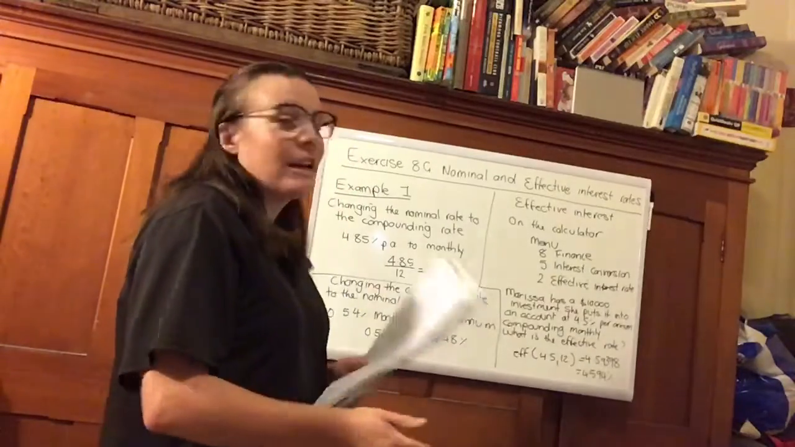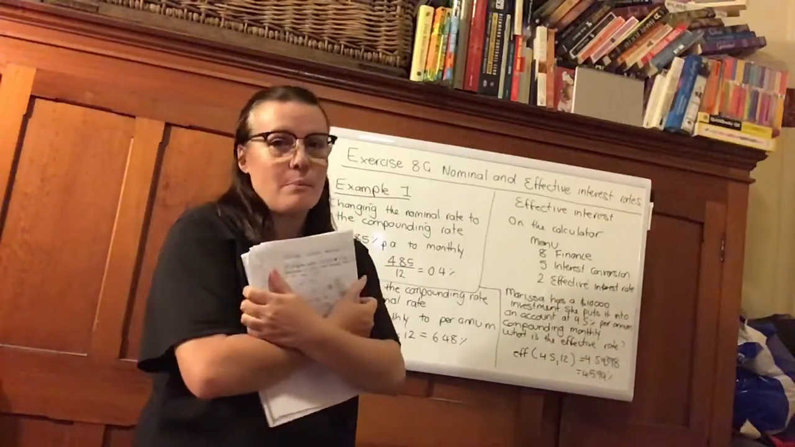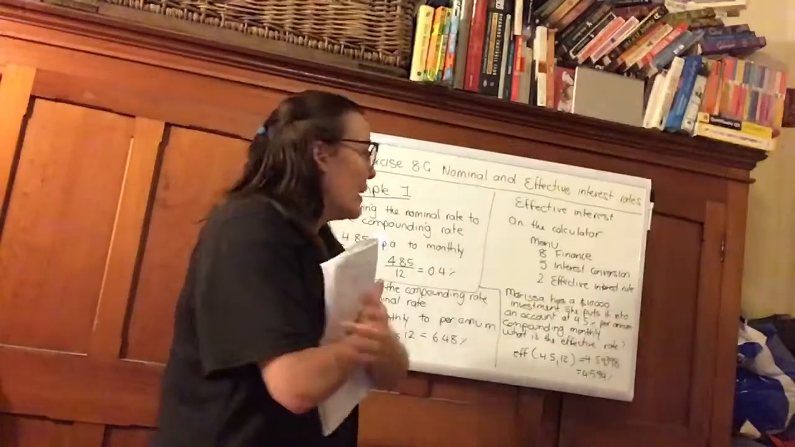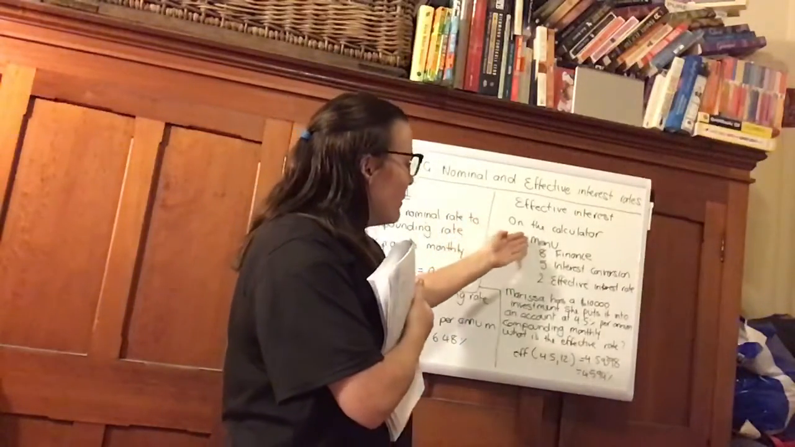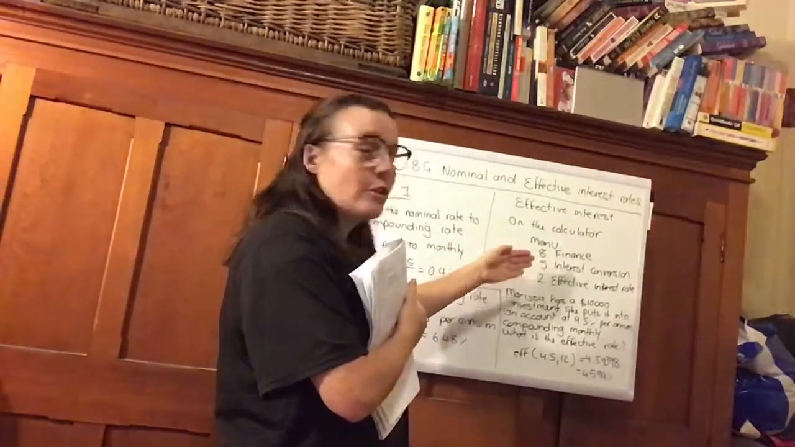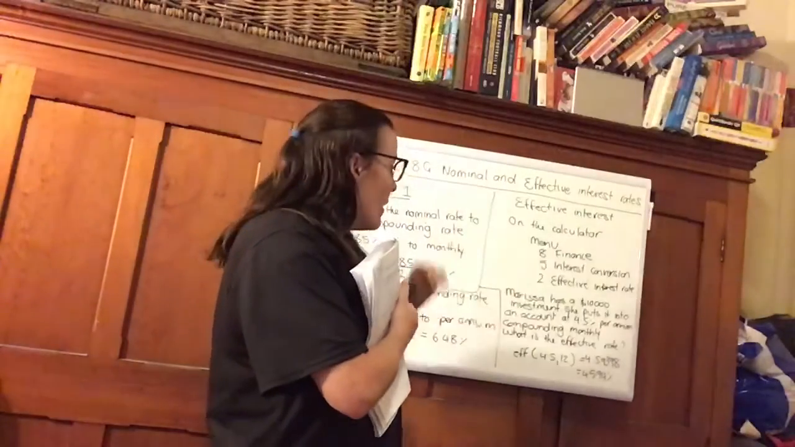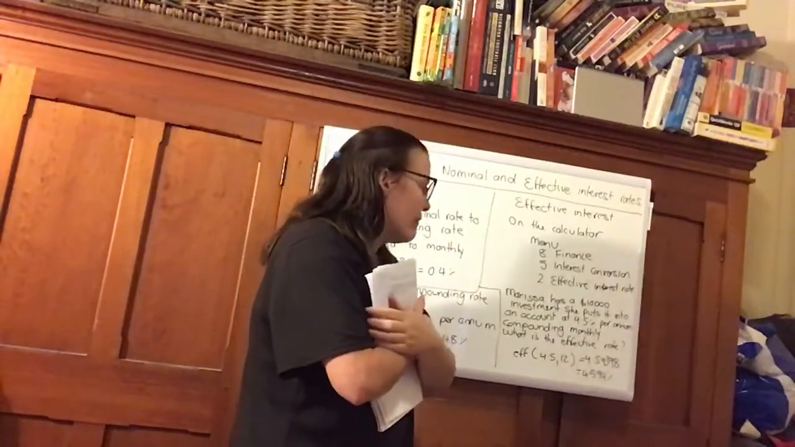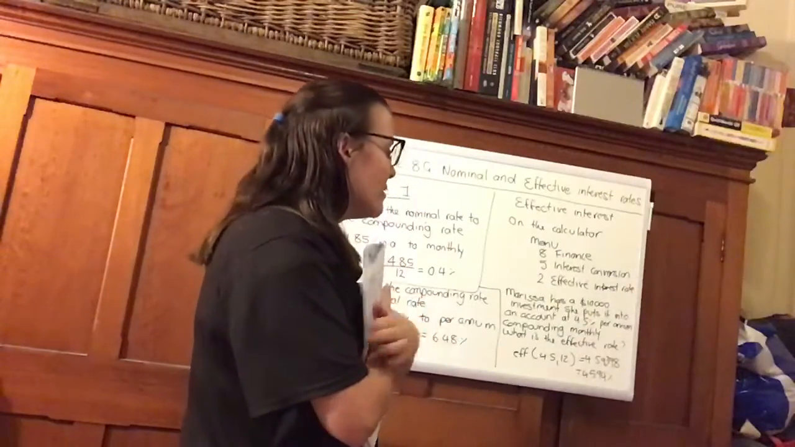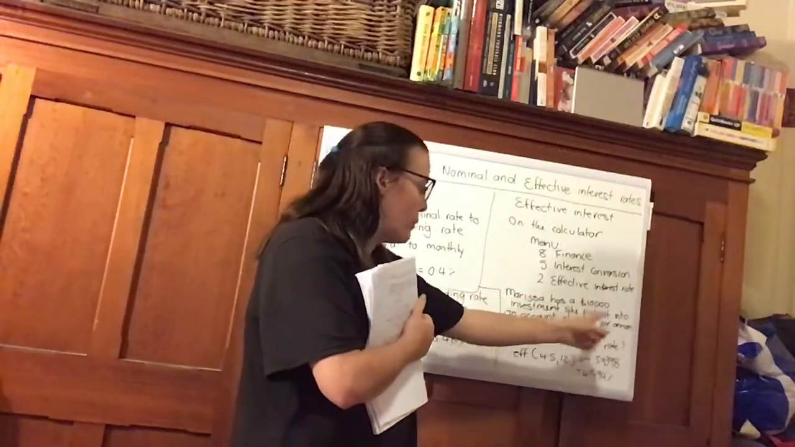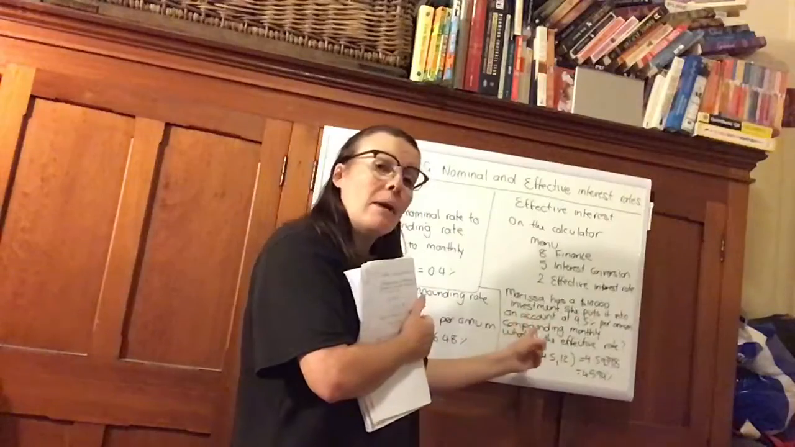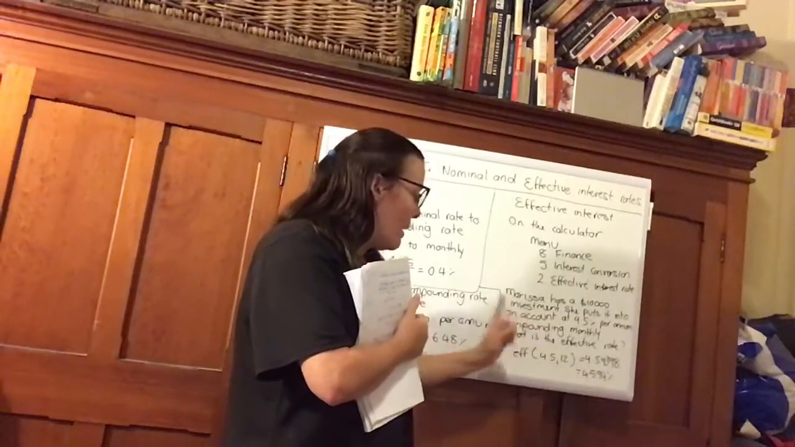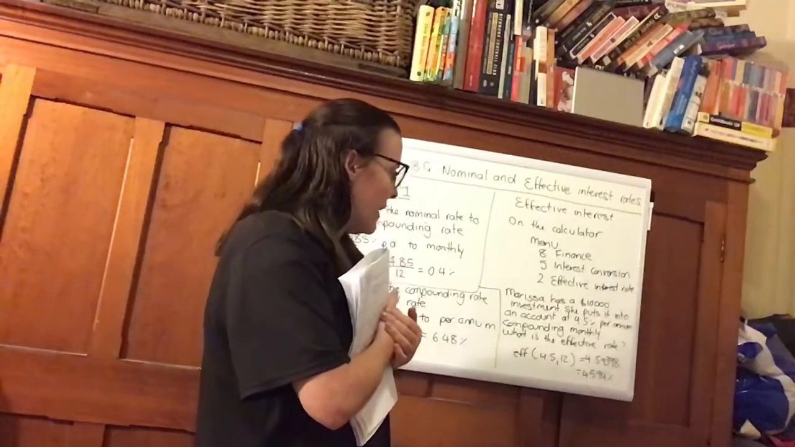Now, as I said, effective interest is definitely something that we can calculate. And on your calculator, it's menu 852. And here's an example for you. Marissa has a $10,000 investment. She puts it into an account at 4.5% per annum, and that's compounding monthly. And we want to know what the effective rate is.